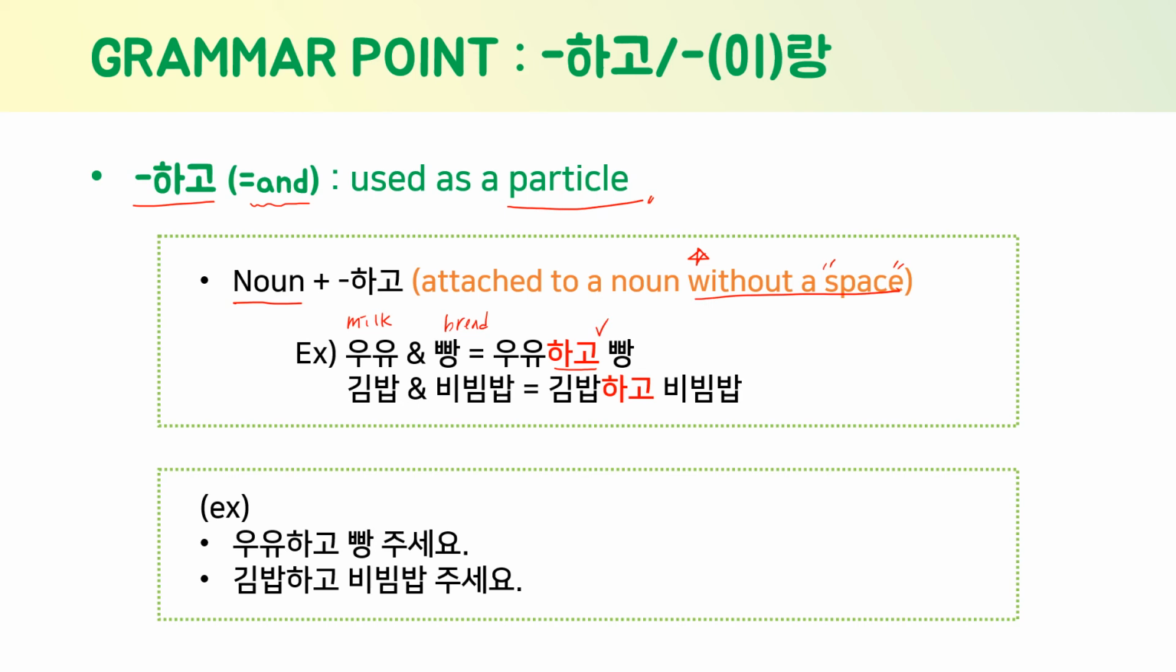Then 김밥 and 비빔밥. 김밥하고 space 비빔밥. So in a sentence, 우유하고 빵 주세요. Please give me milk and bread. 김밥하고 비빔밥 주세요. Please give me 김밥 and 비빔밥.